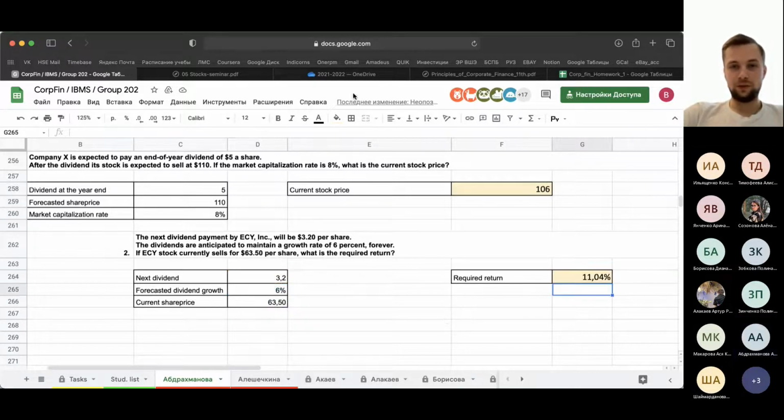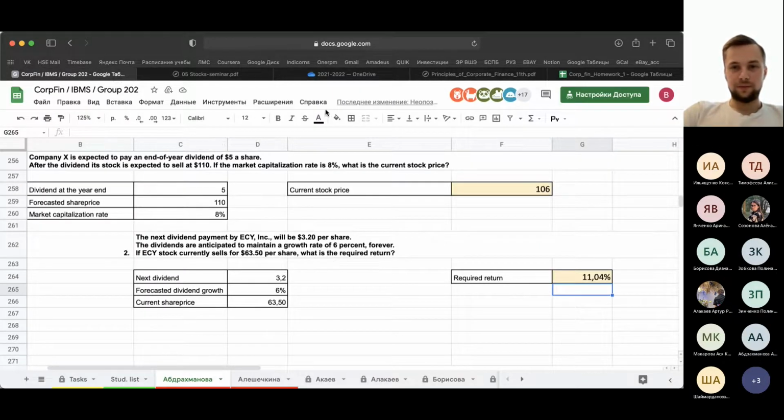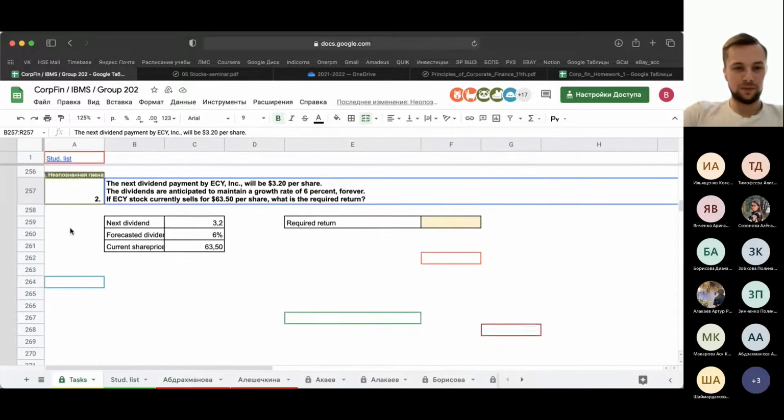So we again use the formula that we have discussed today already. This formula for the expected return is derived from the formula of the valuation of the bond using dividends, which we also discussed at the previous seminars. So it's the annuity with growth in perpetuity. Is it clear for everybody? I hope it's clear. So let's move on.